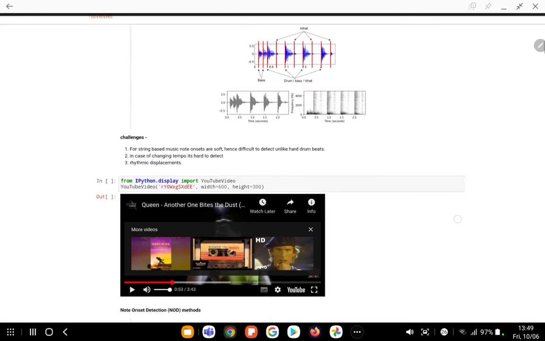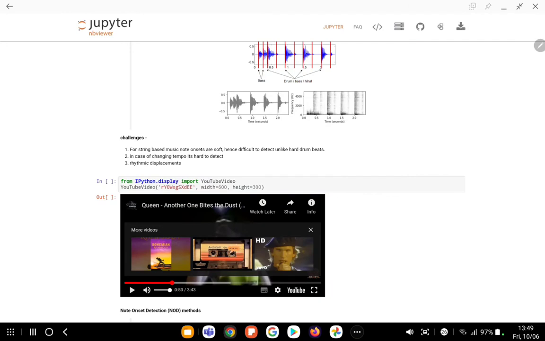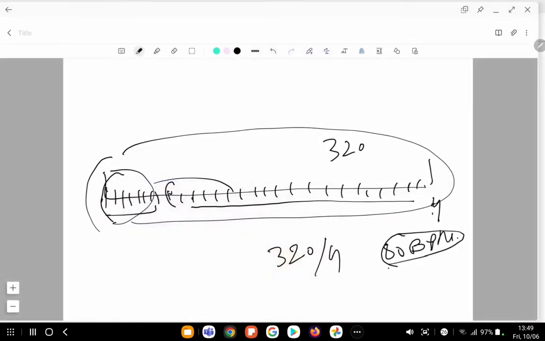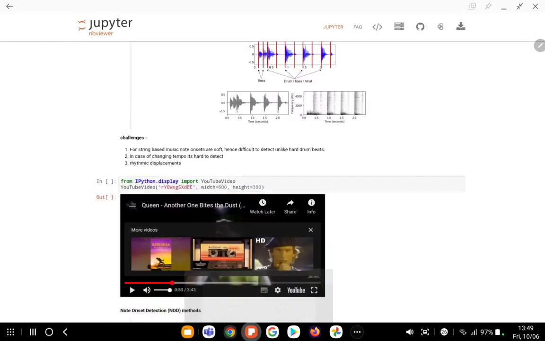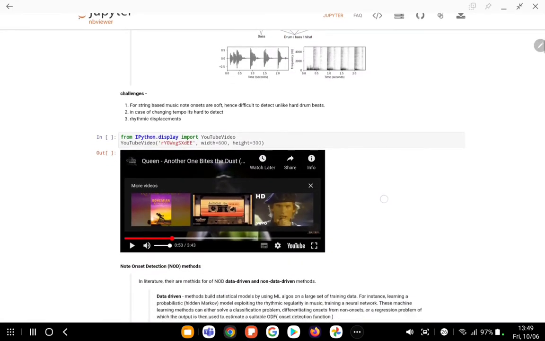So the underlying challenges with the problem is that we can detect a note onset when it's a hard drum beat kind of sound, but not when the sound is soft, like a violin. And the changing tempo makes it harder, as I said earlier. For example, here you can have a changing tempo. Sometimes the tempo is really high, then suddenly decreases, and then suddenly increases. So it becomes a little bit harder.